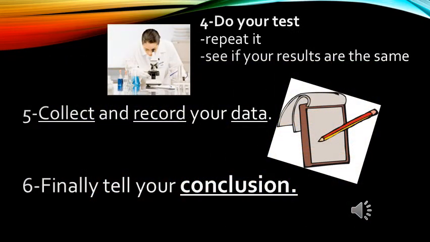Number 4, do your test or your experiment. Repeat it. See if your results are the same. To make sure that you are doing well, your results, your answers, have to be close to each other at least. Number 5, collect and record your data. Record every single step you are doing and collect your answers. Finally, number 6, tell your conclusion. Can you remember the meaning of conclusion?